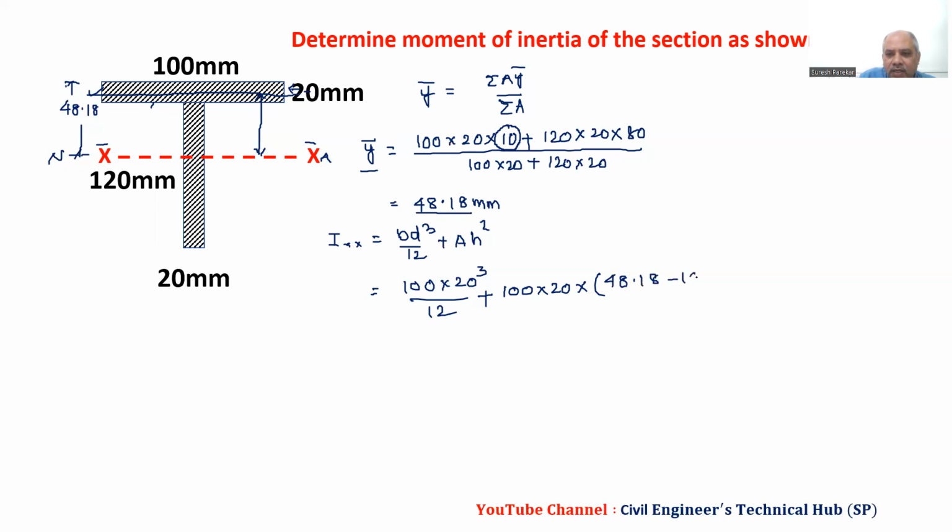So we have 48.18 minus 10 whole square. Plus, for the web, B is 20 and D is 120, so 120 cube by 12, and A into H square, with A being 120 into 20 into H. The center of this is somewhere here, which is 60 from here, and the total is 48.18 and this 80, so we have this 80.